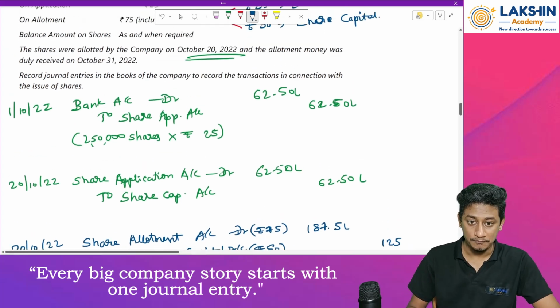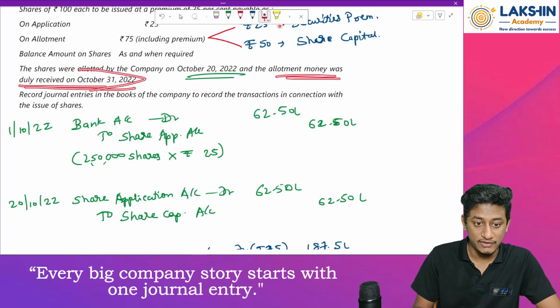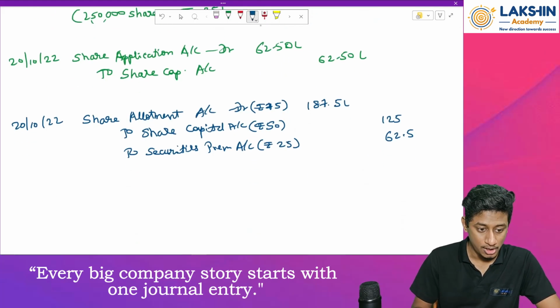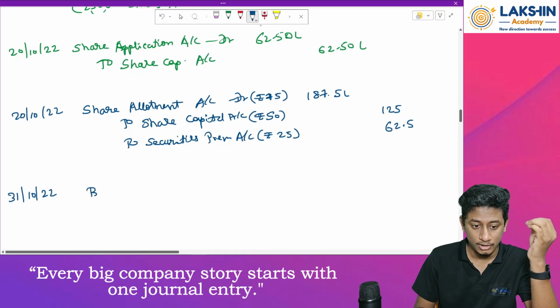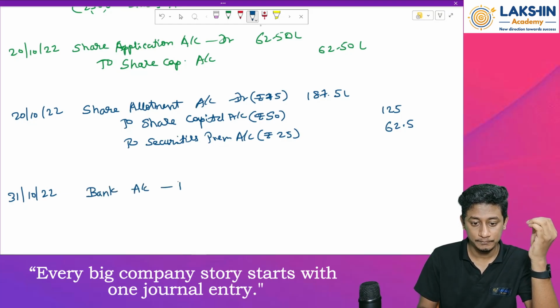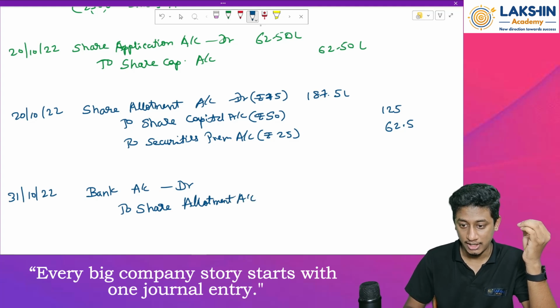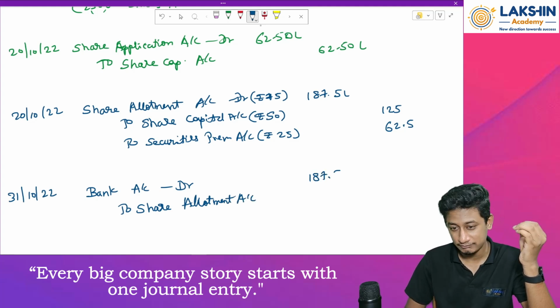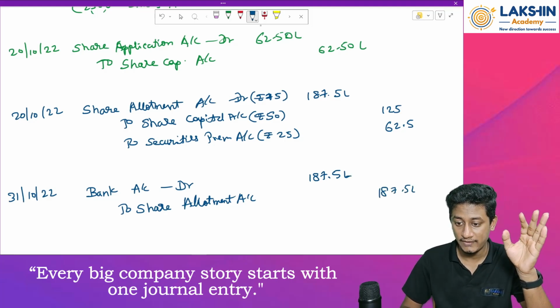Clear? Okay. Now, when was the allotment money received? It was duly received on 31st of October. So on 31st of October 22, the entry will be: Bank account debited to share allotment account. Whatever share allotment notional account was created, I will clear it off now. The entry will be for 187.5 lakhs, and over here again 187.5 lakhs. Okay.